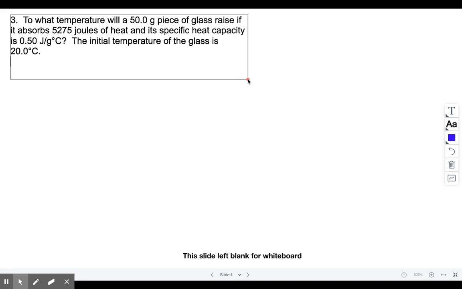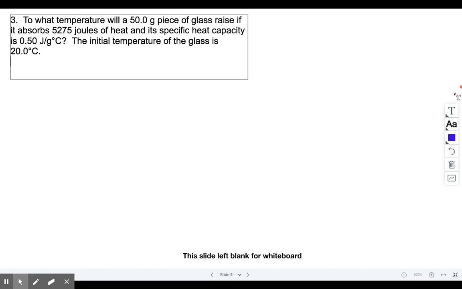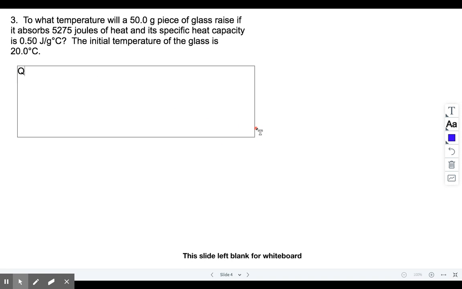To what temperature will a 50.0 gram piece of glass rise if it absorbs 5,275 joules of heat, and the specific heat capacity is 0.50 joules per gram Celsius, and the initial temperature of the glass is 20 degrees? Okay, so first things first, always write my formula. Q equals M times C times delta T.